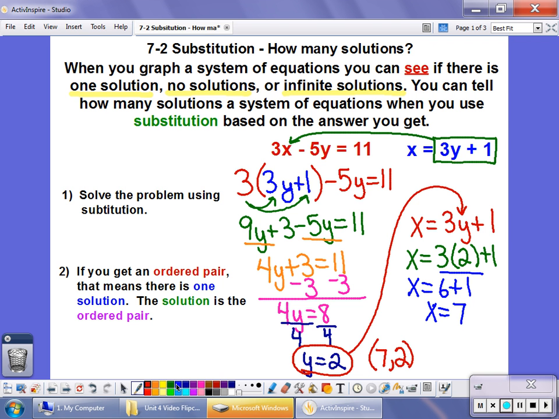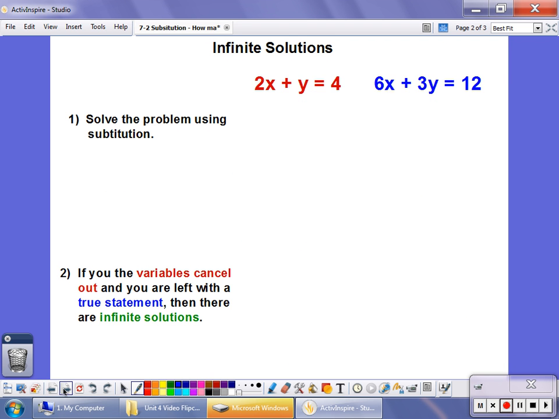And that ordered pair is my solution. So in this case, if you get an ordered pair, you know you have one solution. And that ordered pair is the actual solution. Now, not all problems are going to work out like that. Sometimes you're going to see some other stuff. So look what happens here.